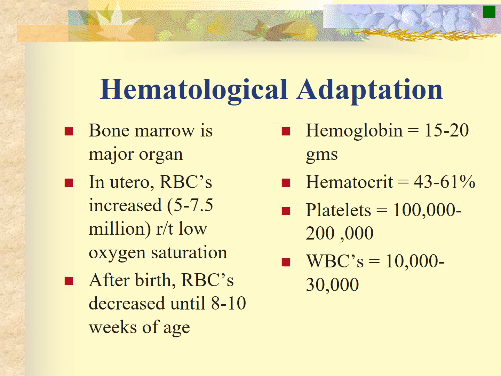Don't panic. The hematology adaptation: the bone marrow is the major organ of our hematology. In utero, the RBCs will increase related to that low oxygen saturation. So because of the low amount of oxygen in that fetal blood, they'll have a greater amount of RBCs in utero. After birth, the RBCs will decrease until they're about 8 to 10 weeks of age. So initially, you're going to see an elevated hemoglobin in the newborn of 15 to 20, completely normal, as they needed more hemoglobin to carry oxygen when they were in the uterus. The crit, of course, will also be a little high, and the platelets should be normal, and the white count should be normal.